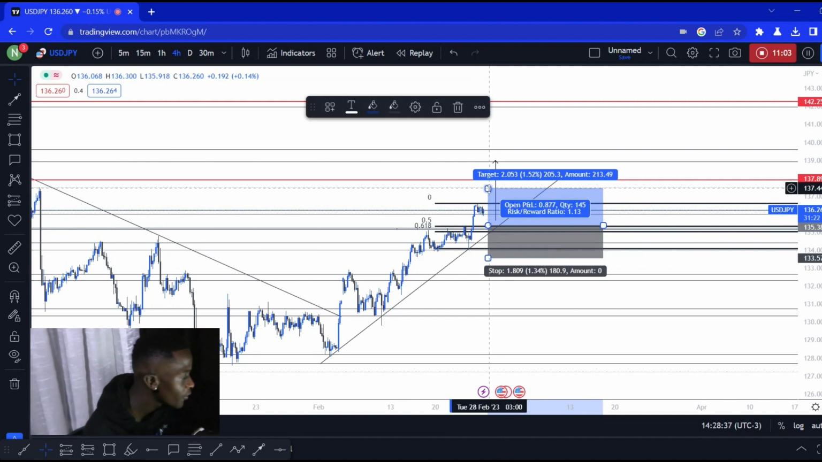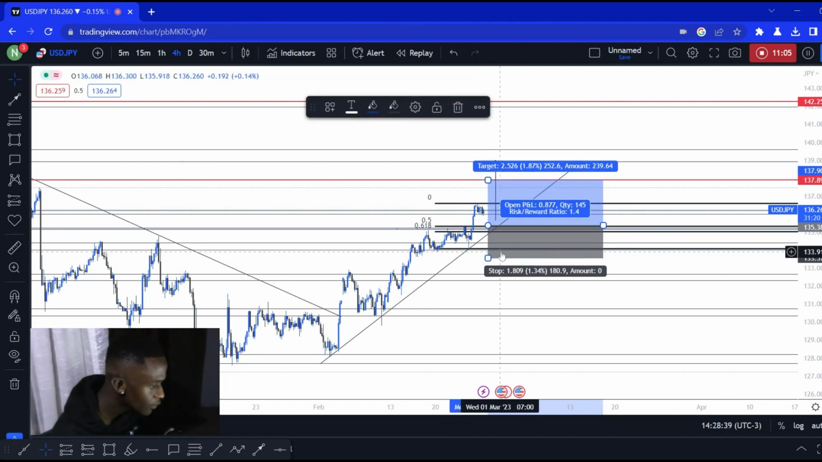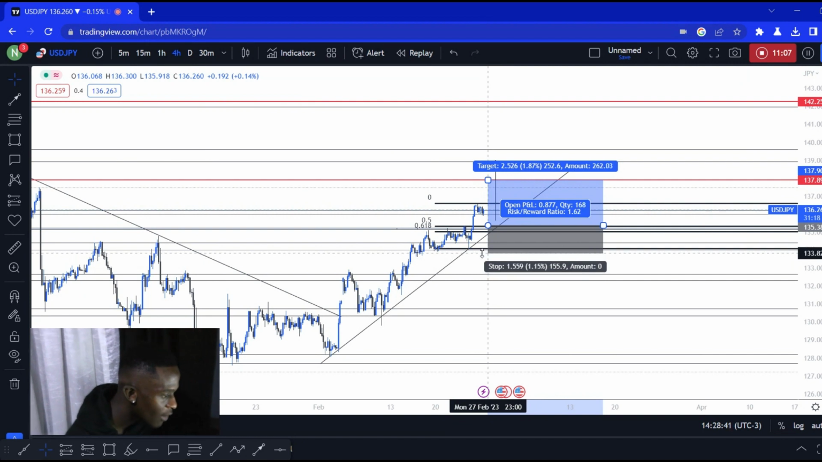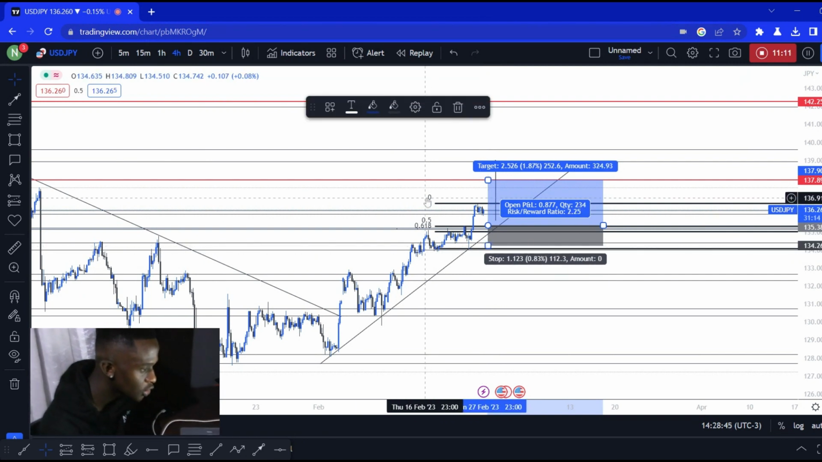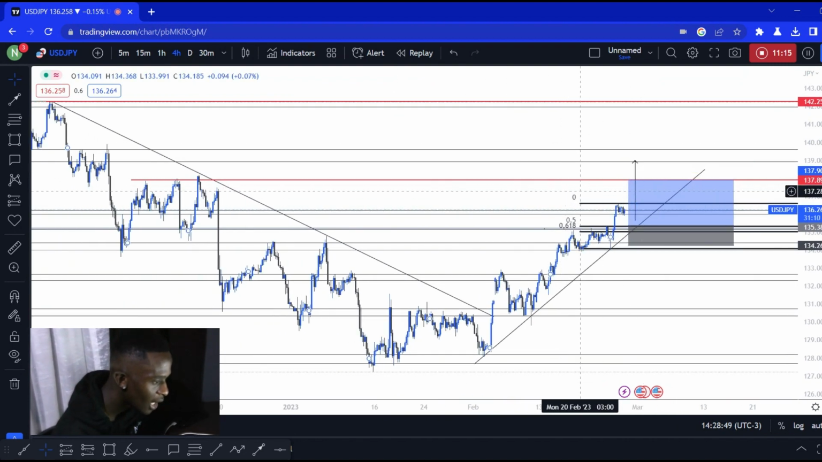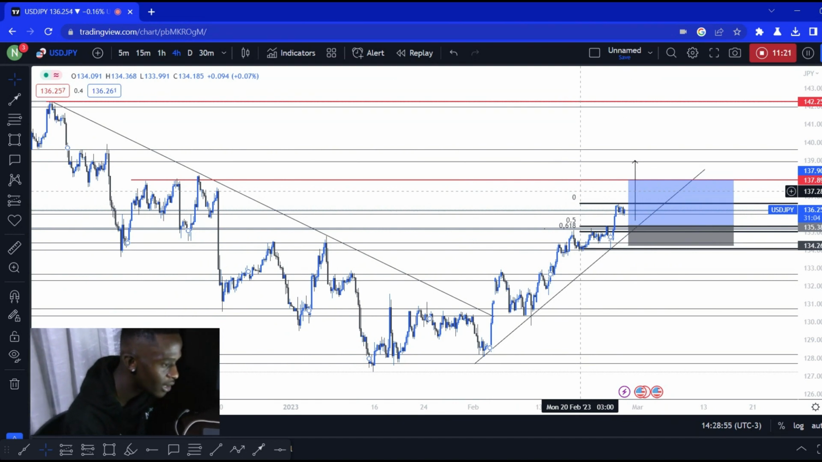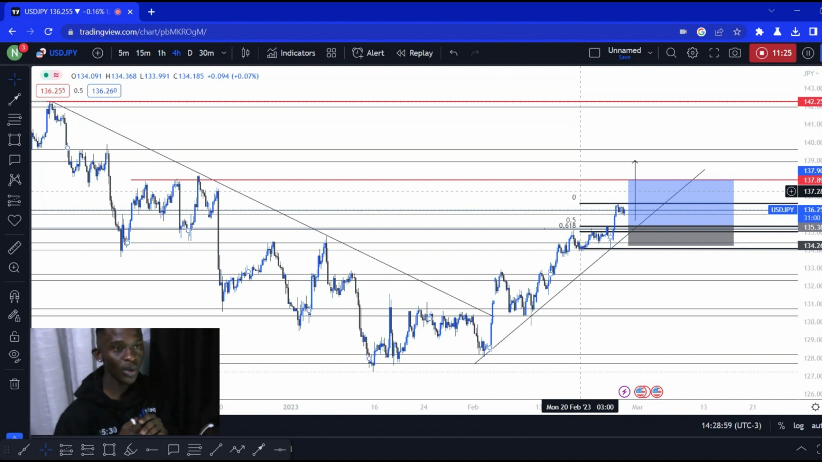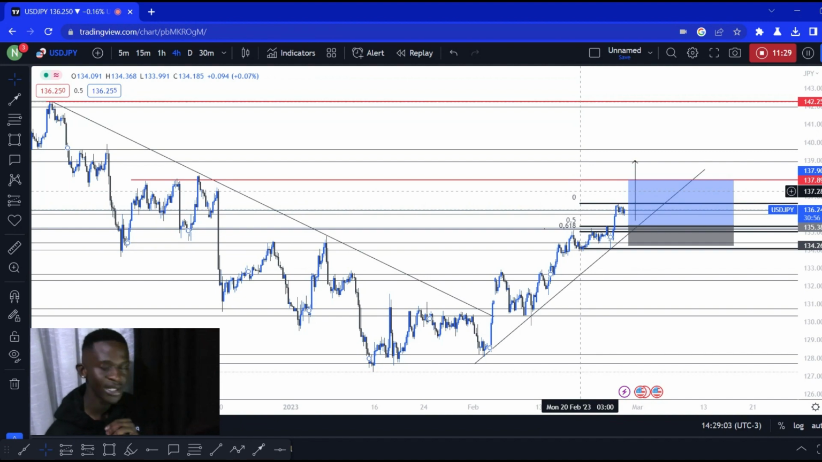But okay, let me just do this. I forgot to do one thing on USD JPY, and that's to put my risk reward ratio. You get what I'm saying? So the market is at 2.25. So risking $1,000 to gain about $2,500, which is very good. So now looking at where the market is, I can start taking trades, and that's it.